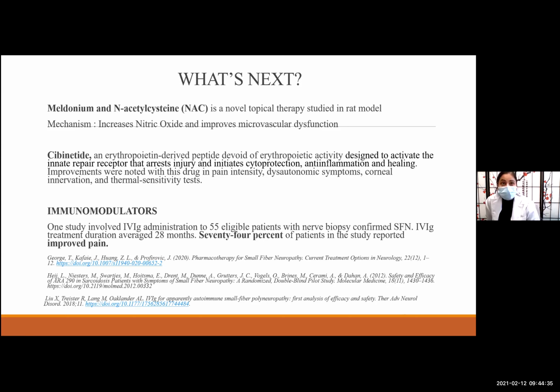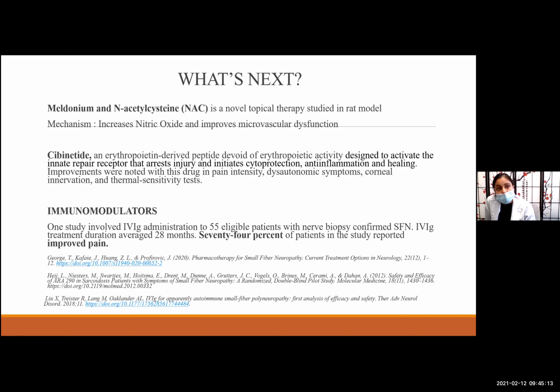So there's a study, only done on rats so far, of meldonium and acetylcysteine studied in a rat model. This combination drug increases nitric oxide and improves microvascular function. So what I was thinking is it might be good for something like diabetic neuropathy, where the vascular changes would also affect the neuropathy, and it would help in that. It's not done in any human study yet.